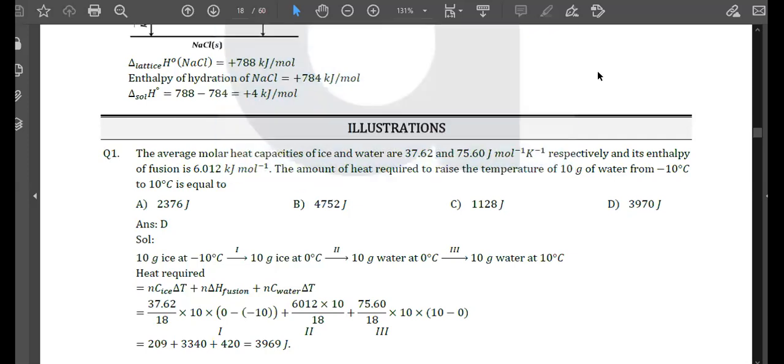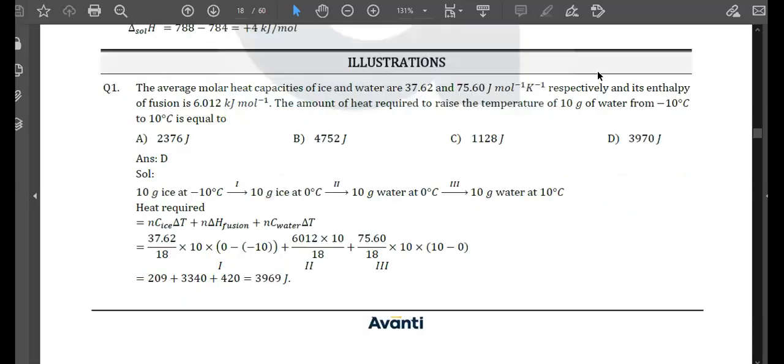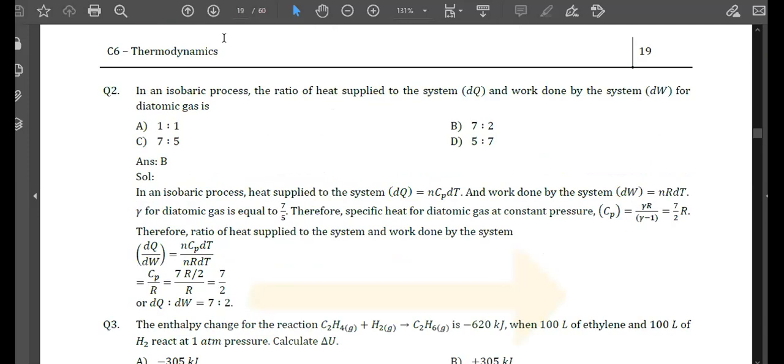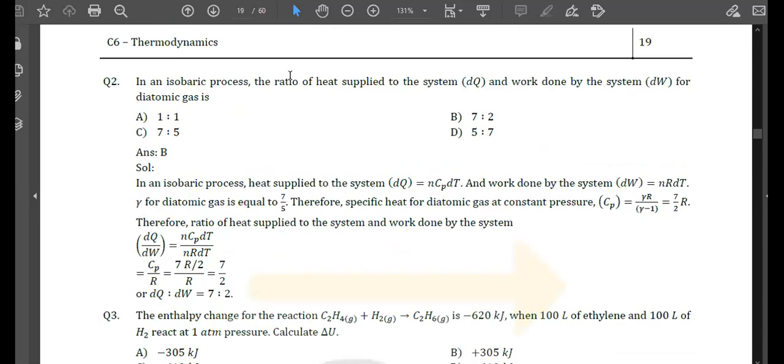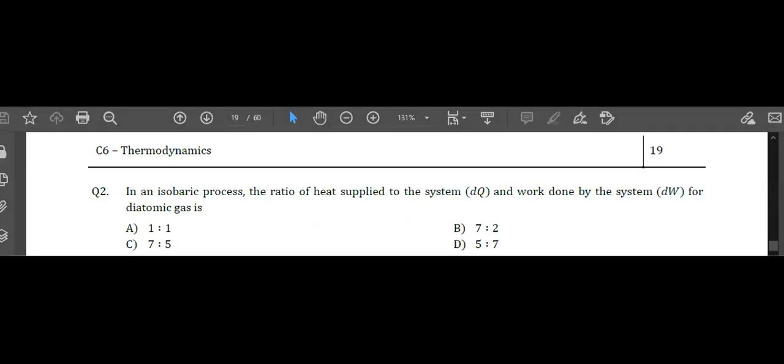So question number one, it's easy. Now question number two, everyone. Question number two, it was easy. Tell me, everyone. Let's see question number two. Just think about question number two.